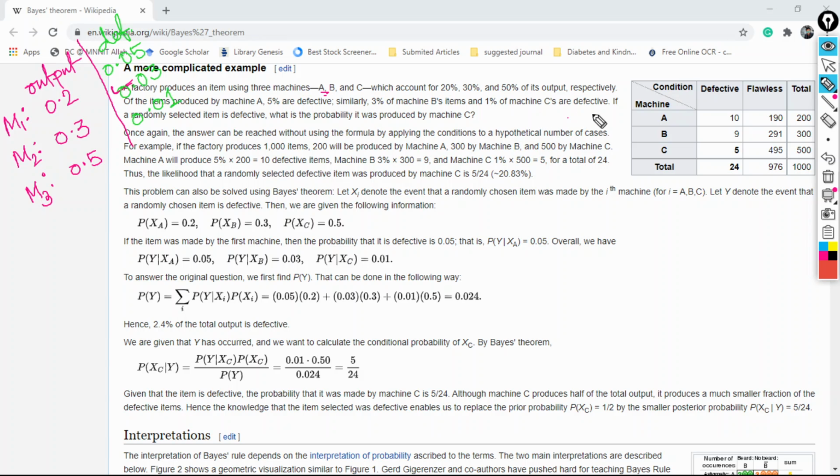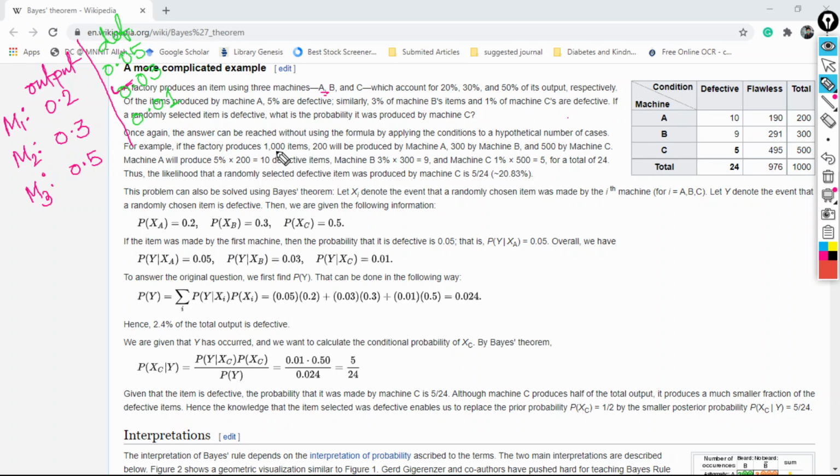So now they are asking: if a randomly selected item is defective, meaning we pick an item that is produced by only these three machines, and this item is defective, then what will be the probability that this product was produced by machine C? First understand the concept in English, then we will rewrite it mathematically.